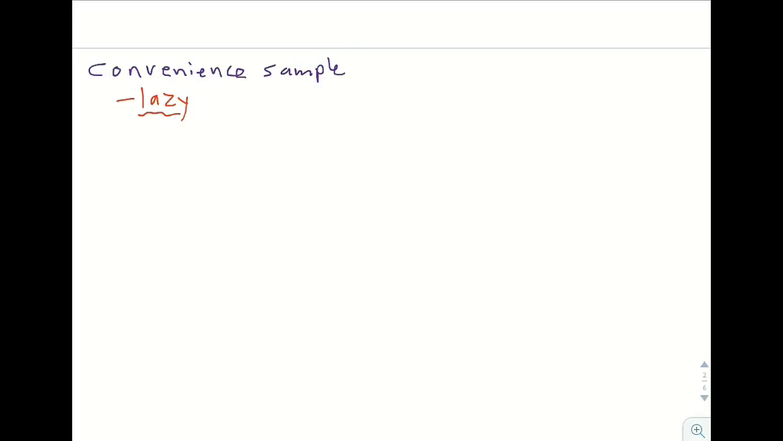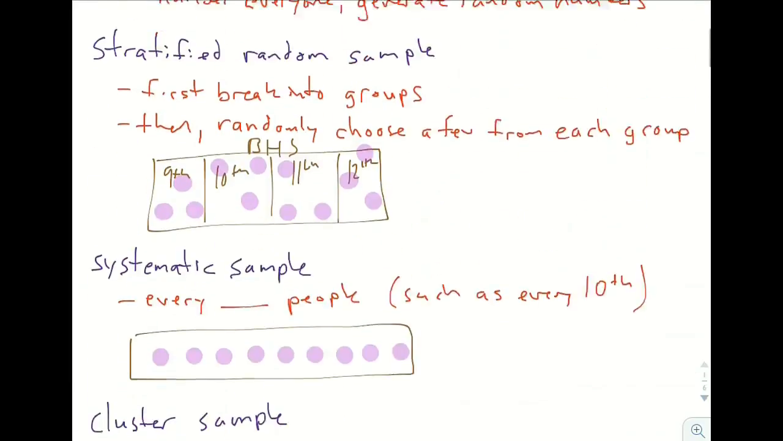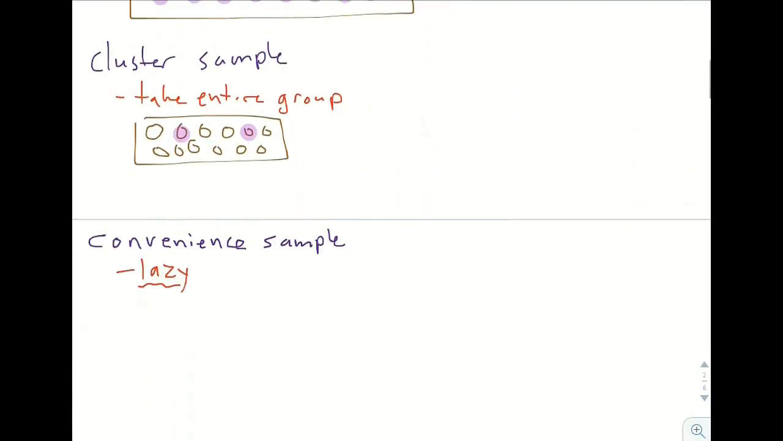So convenience sample is all about not using those random techniques that we learned about above. It's about skipping straight to the answer, trying to just get data and say, oh, it's fine. This is going to lead to bad data. Or you could even use a big term for that, non-representative.